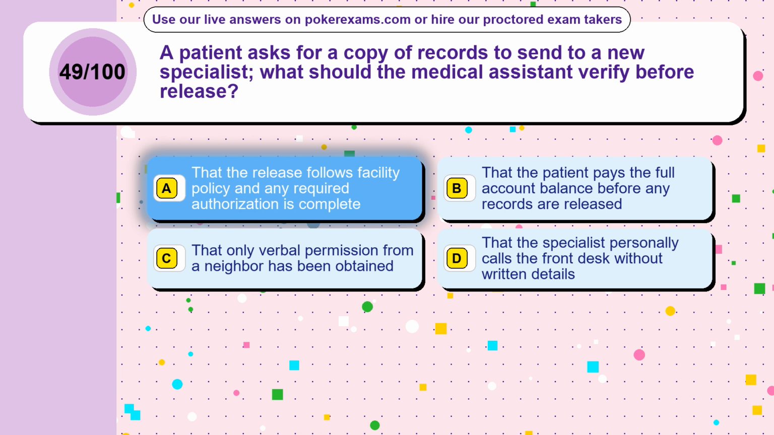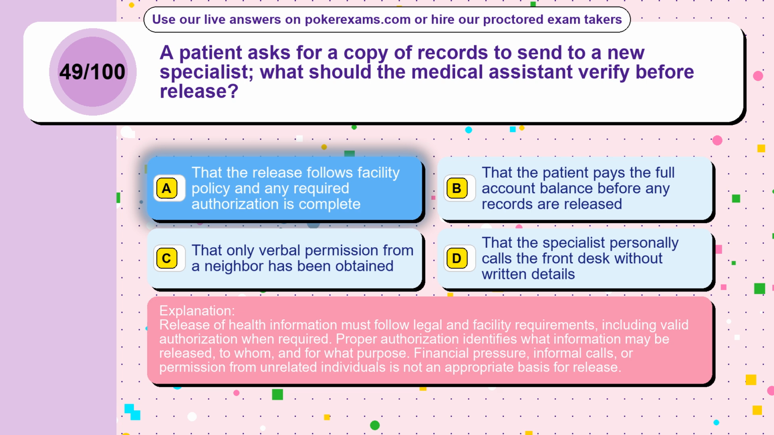The correct answer is option A. That the release follows facility policy and any required authorization is complete. Release of health information must follow legal and facility requirements, including valid authorization when required. Proper authorization identifies what information may be released, to whom, and for what purpose. Financial pressure, informal calls, or permission from unrelated individuals is not an appropriate basis for release.